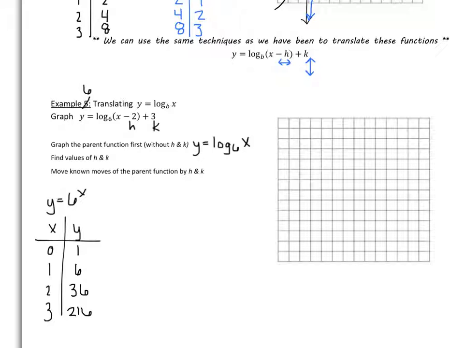So now let's use this to go to y equals log base 6 of x. So instead of 0, 1, I have 1, 0. 6, 1, 36, 2, and there's no way we're going to graph 216, so I'm going to leave that point off. All right, so let's graph this one. This is all this first step.